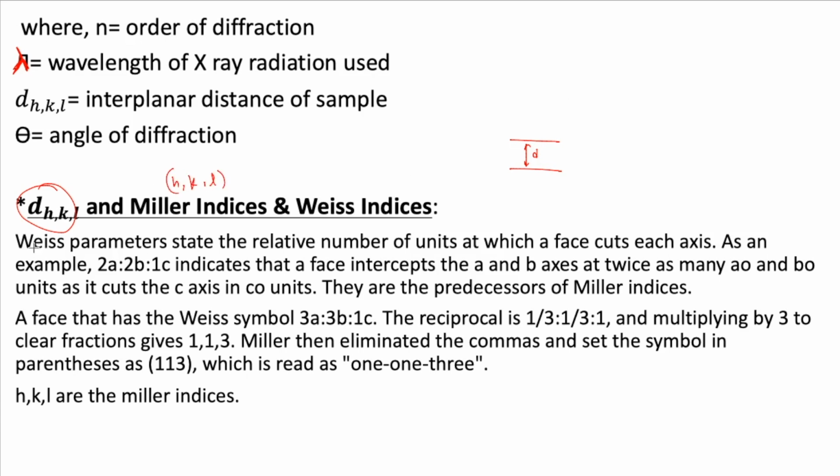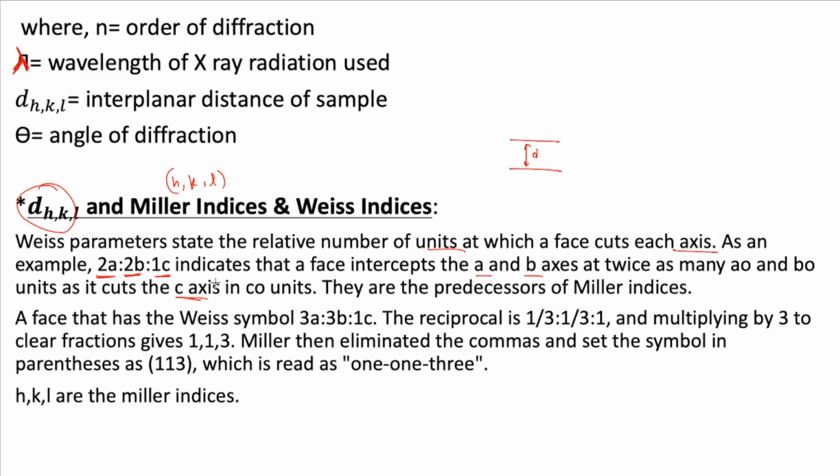First of all, let's talk about Weiss indices. Weiss parameters state the relative number of units at which a plane cuts each axis. As an example, 2a, 2b and 1c indicate that the plane intercepts the a and b axes at twice as many units as the c axis.